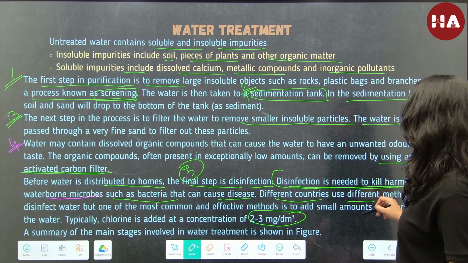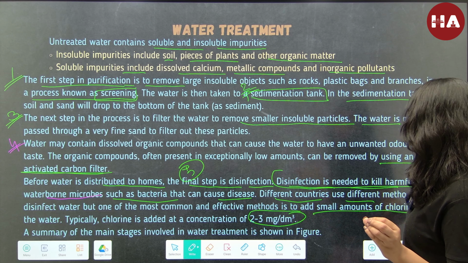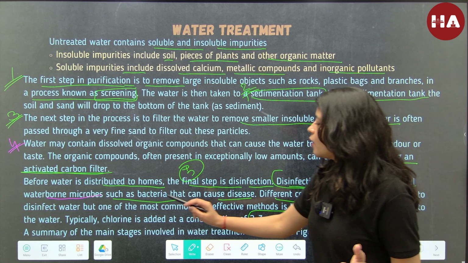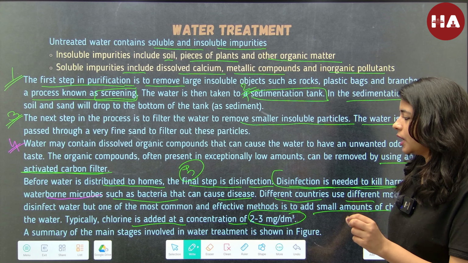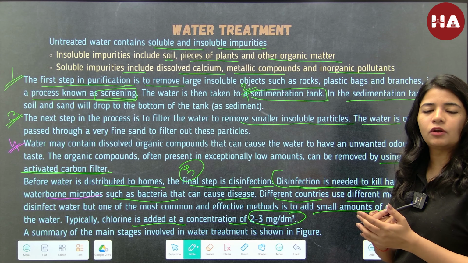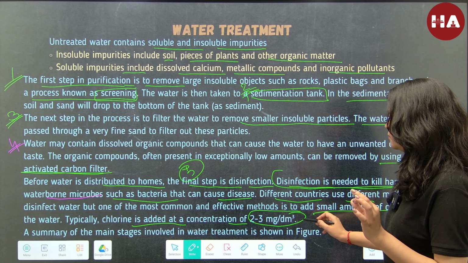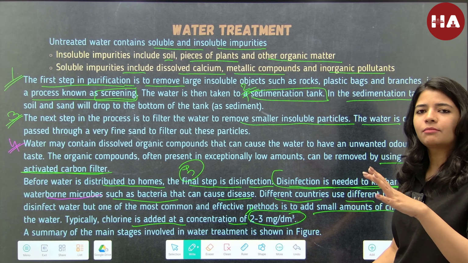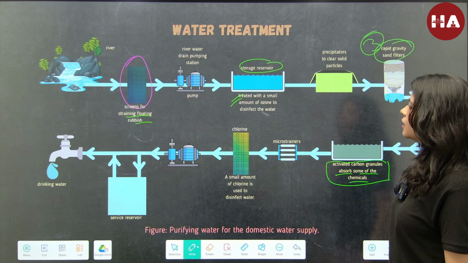Different countries use different methods, but the most common and effective method is adding a small amount of chlorine to the water. Typically chlorine is added to a concentration of 2 to 3 mg per dm cube. Because even chlorine gas is very toxic, we have to make sure that the chlorine added is at the proper concentration. A summary of the main stages involved in water treatment is shown in the figure, which is this one.